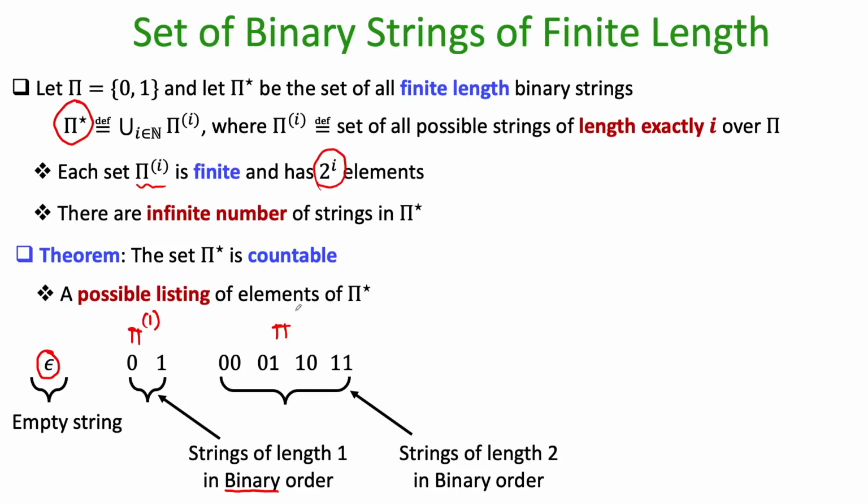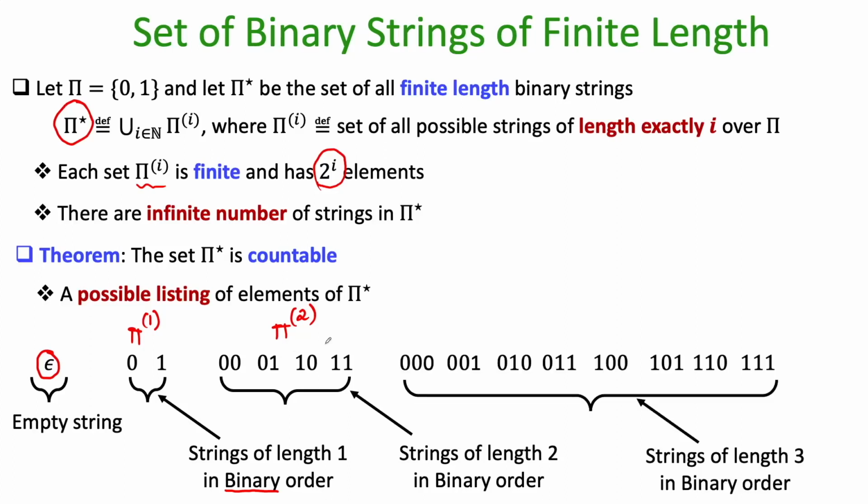Next, go to the set pi power 2 and it will have 4 elements. List down those elements in binary order. So we have 0 listed first, followed by 1, followed by 2, followed by 3, and continue this process. Next, go to the set pi power 3, which will have 8 strings. List down those strings in binary order, and so on.